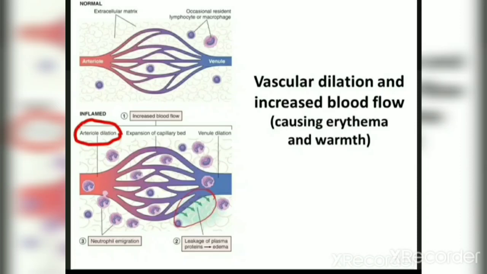So vasodilation will result in increased blood flow, as we have discussed. Above you can see a normal scenario with the arteriolar end and the venules, and in the inflamed area there will be arteriolar dilatation, venule dilatation, and increased blood flow. So there will be erythema, warmth, and localized heat and redness. There will be leakage of plasma proteins to the outside, causing edema. So vasodilation leads to increased blood flow, localized heat and redness, and it will cause rubor or redness, which is one of the cardinal signs of acute inflammation.